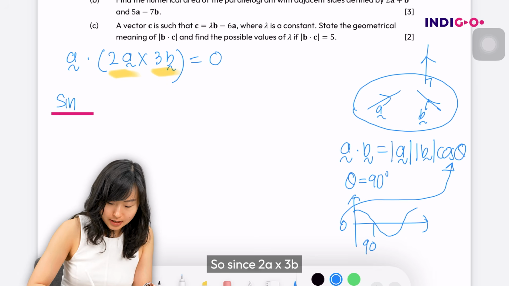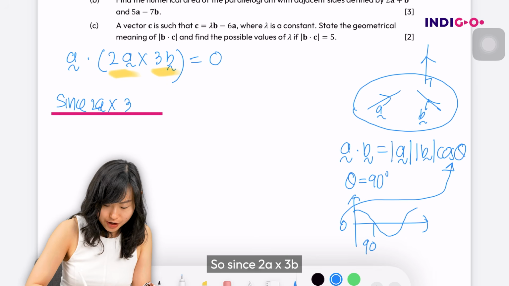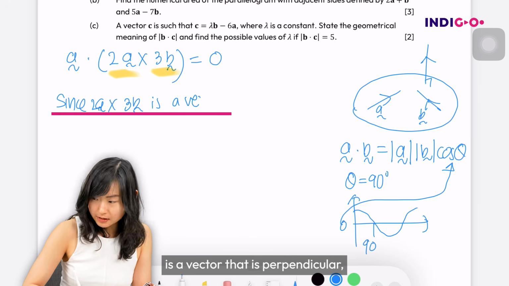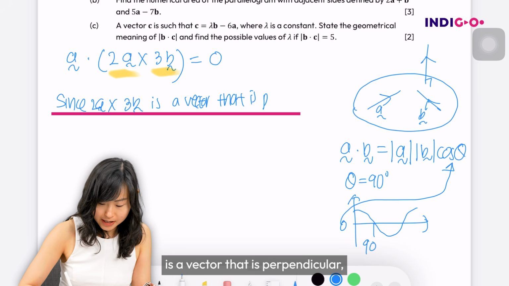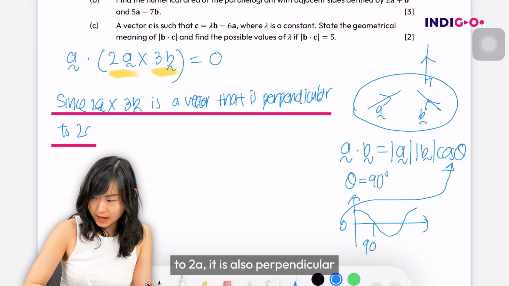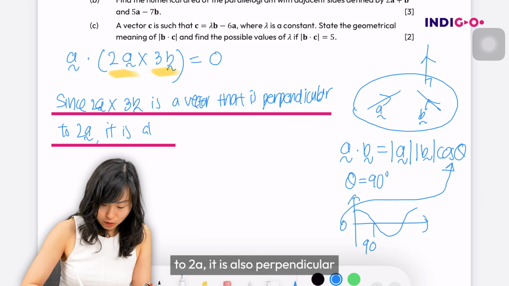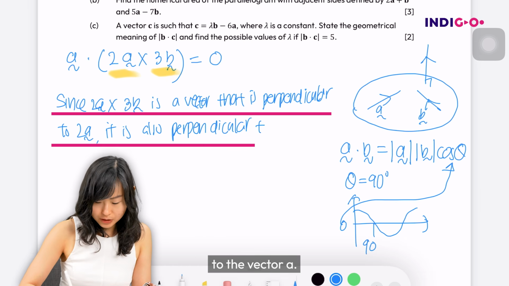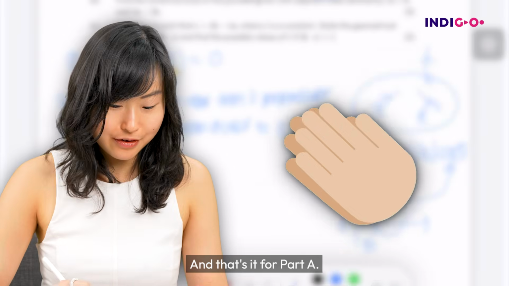So since 2A cross 3B is a vector that is perpendicular to 2A, it is also perpendicular to the vector A. And that's it for part A.